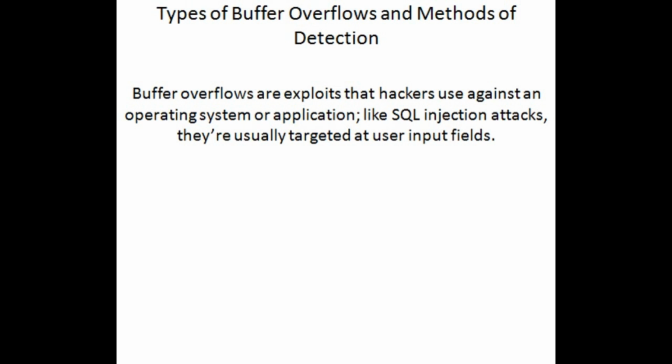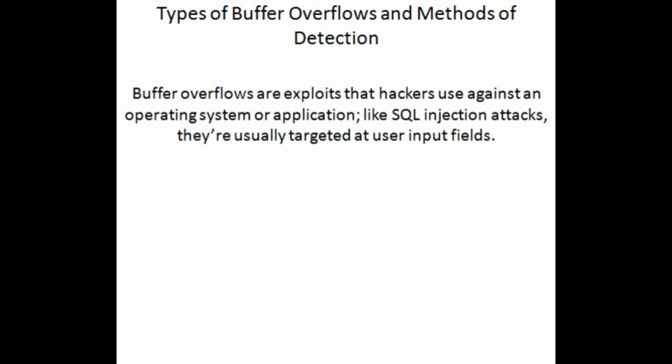Types of buffer overflows and methods of detection. Buffer overflows are exploits that hackers use against an operating system or application, like SQL injection attacks. They are usually targeted at user input fields. A buffer overflow exploit causes a system to fail by overloading memory or executing a command shell or arbitrary code on the target system.